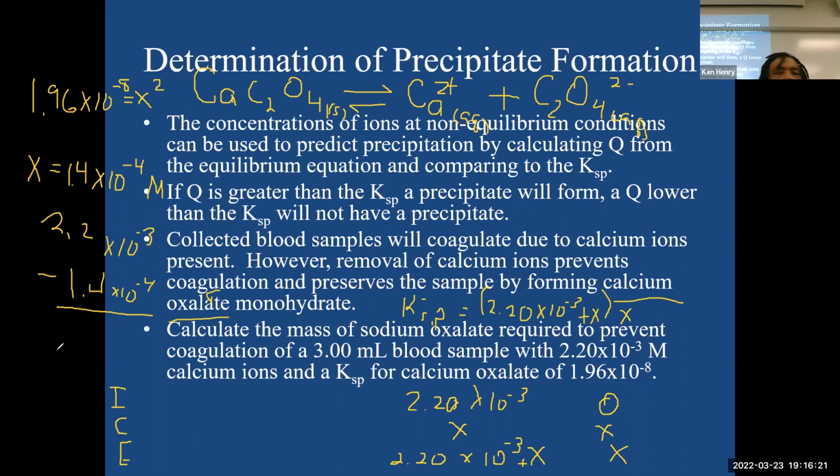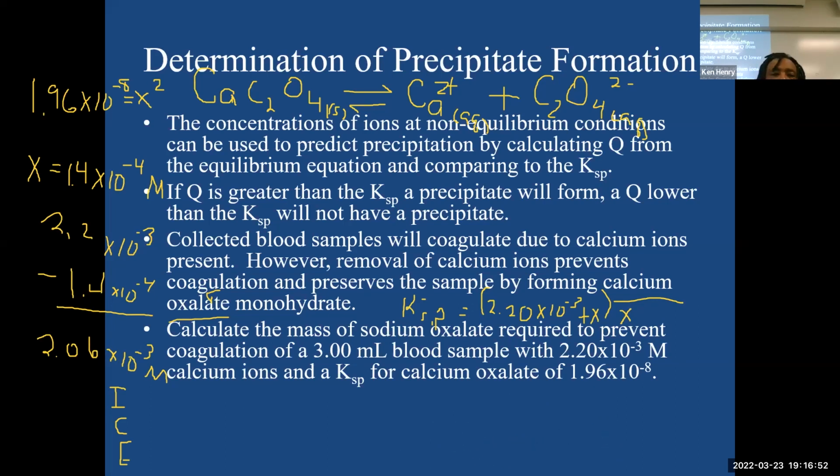Okay, so 2.2 minus 0.06 times 10 to the minus 3 molar. Okay, so now we know that, can I erase this part down here? You guys okay with that? Okay. 2.06 times 10 to the minus 3 molar, right? And we need to change this into moles. I'm going to erase this part here. We have 3 mils.